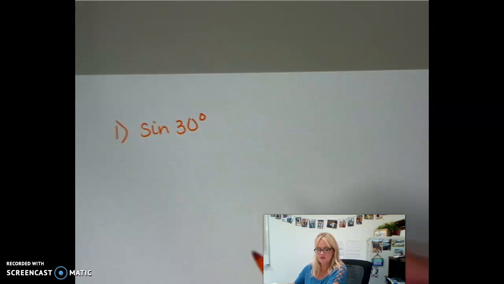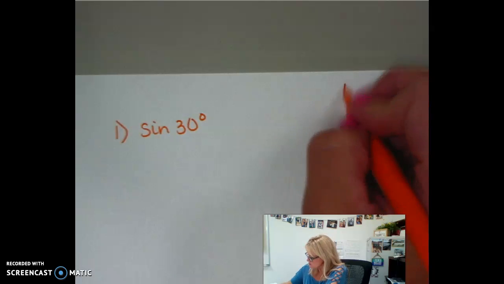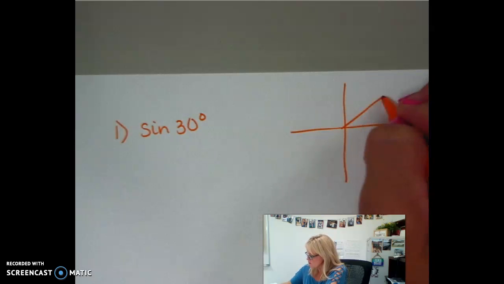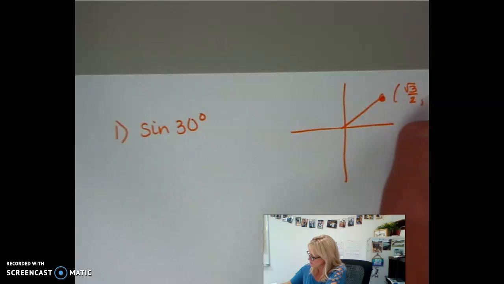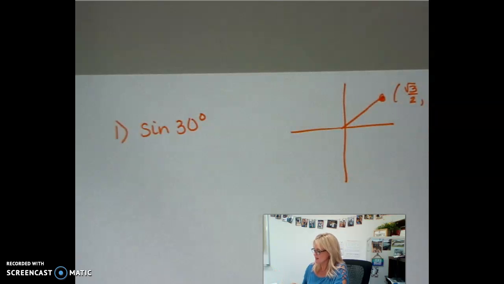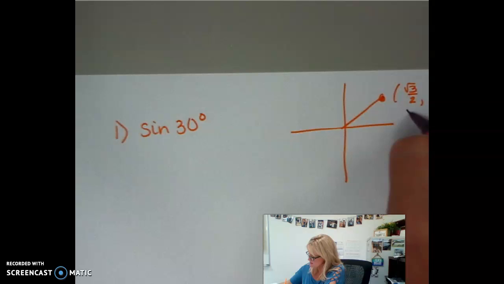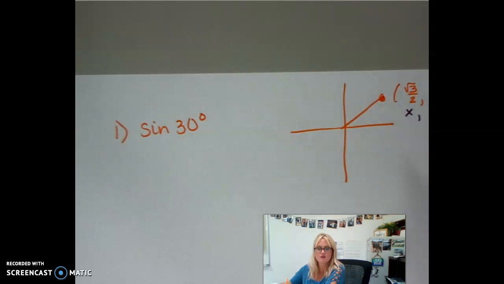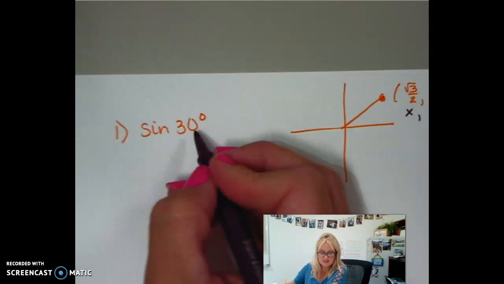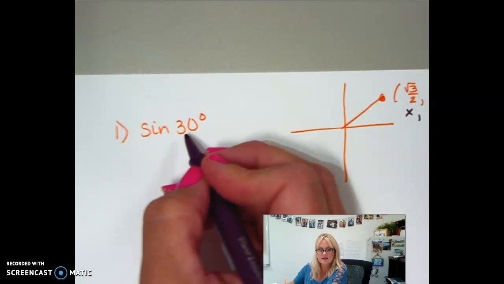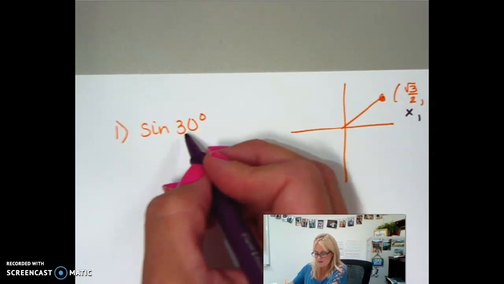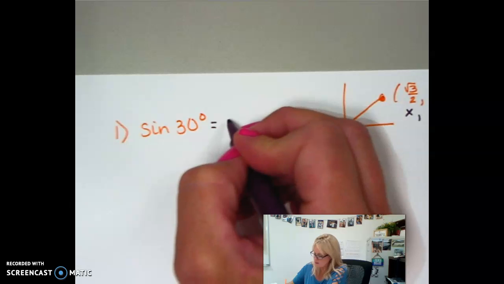Now, if you look on your unit circle and you find 30 degrees, that's over here. What is the point at 30 degrees? It's square root of 3 over 2, 1/2. Well, this is your x value. This is your y value. And what did we say the sine is the same as? It is the same as y. So our answer is going to be 1/2.